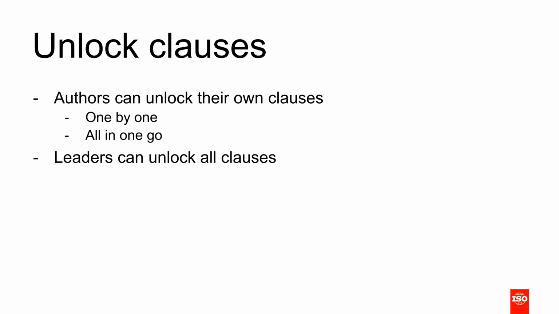Locked clauses can be unlocked so that other authors can work on these clauses and contributors can comment on their latest versions. Authors can unlock their own clauses either one at a time or all clauses in one go. Leaders can not only unlock their own clauses, but also all clauses locked by all authors if the need so arises. For example, if some authors are no longer working on the draft or have gone on holidays and have forgotten to unlock their clauses.